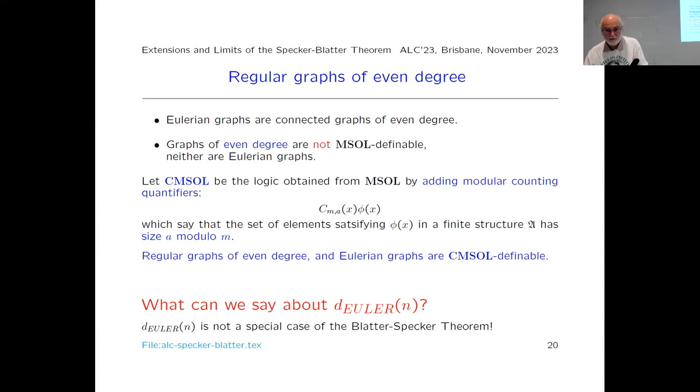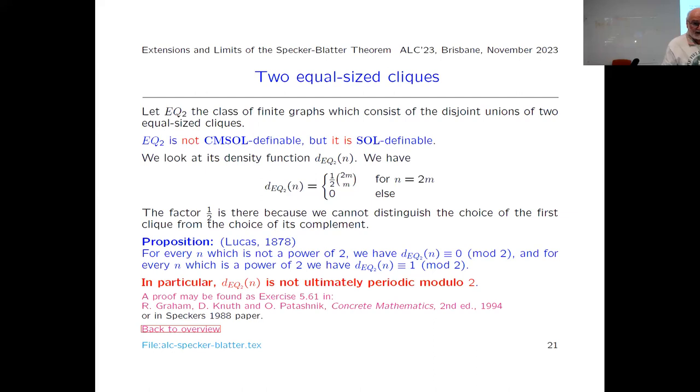Now back to the example, let's take the number of two equal sized cliques. You can easily see that this is zero for odd numbers and half of 2m choose m for even numbers. And so Specker noted that Lucas had shown that this is not MC finite. You can find the proof as an exercise in Graham, Knuth, and Patashnik, exercise 5.61. It's a rather difficult exercise.